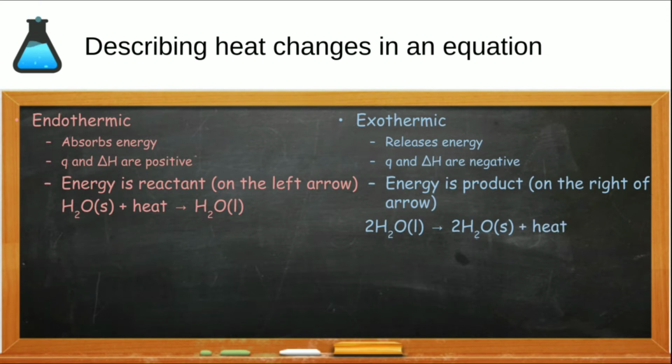So the location of the heat term in an equation can tell you if something is endothermic or exothermic. Since endothermic means heat is absorbed and our heat is a positive value, the heat will always be on the reactant side or come before the arrow in a reaction. So when we see here, when I have solid water and I add heat to it, I can produce liquid water. This is called melting.